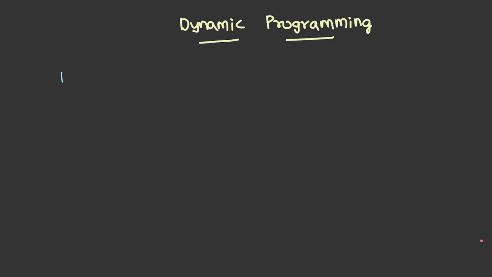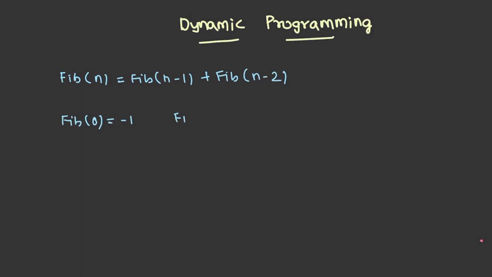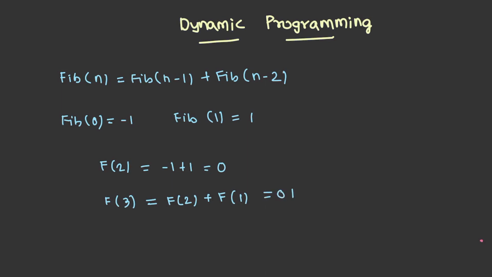Consider the Fibonacci sequence. Fibonacci of n can be calculated as Fibonacci of n minus 1 plus Fibonacci of n minus 2. Let's say Fibonacci of 0 is minus 1 and Fibonacci of 1 is 1. If I want Fibonacci of 2, I can get it by adding minus 1 and 1, which is 0. Fibonacci of 3 is Fibonacci of 2 plus Fibonacci of 1, which is 0 plus 1, that is 1.